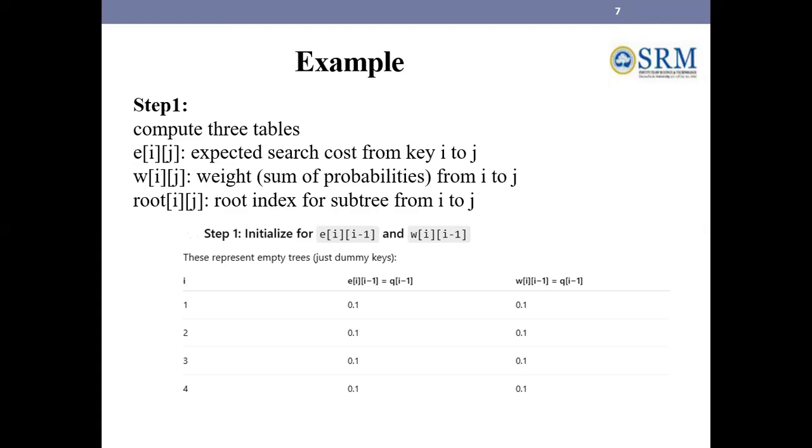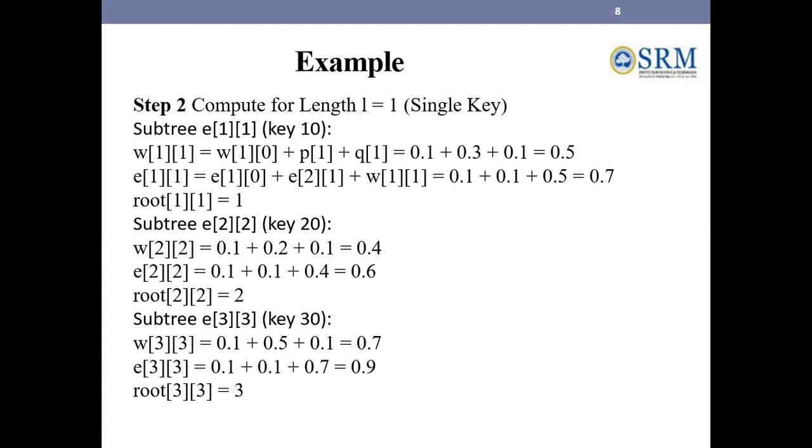This is which node can act as a root from I to J. That is the table. See the example. Initially the tree is empty, just dummy keys. Just add the dummy keys 0.1, 0.1, 0.1, and W also 0.1.